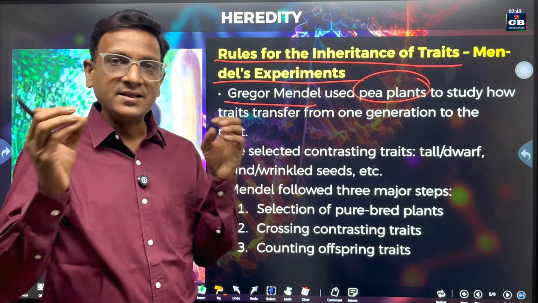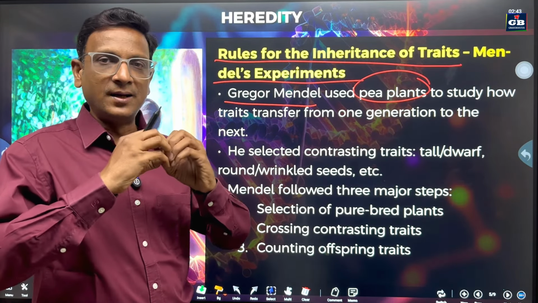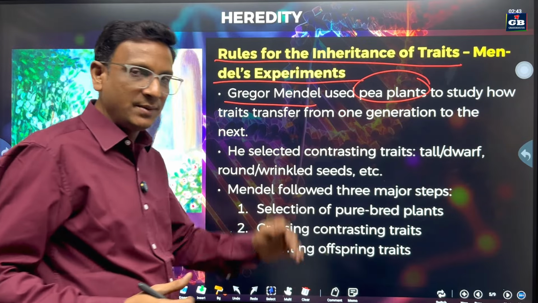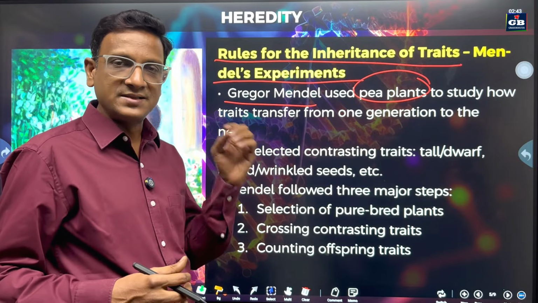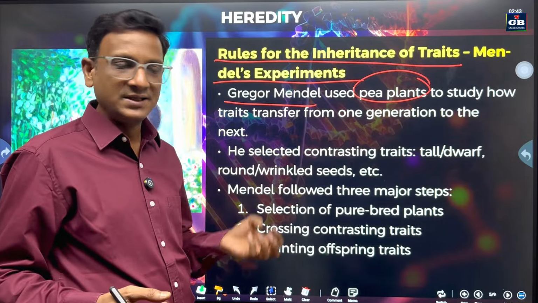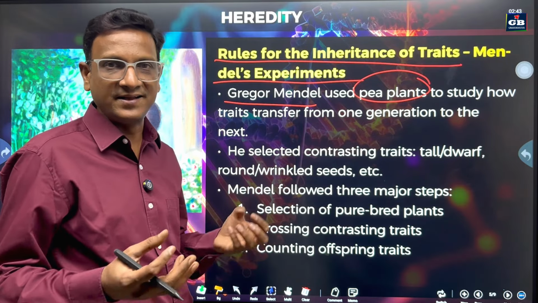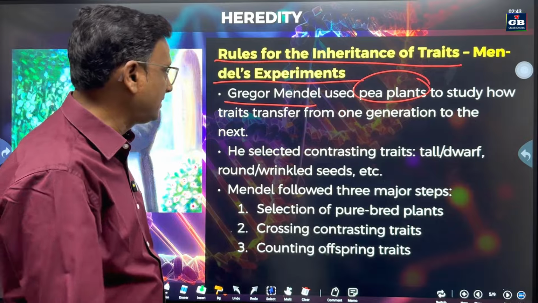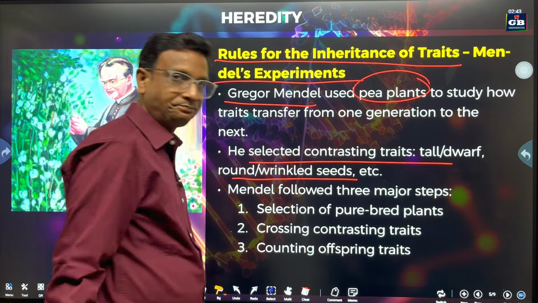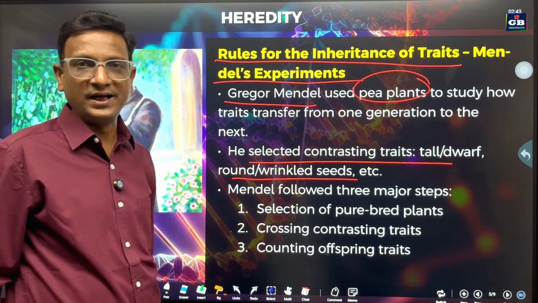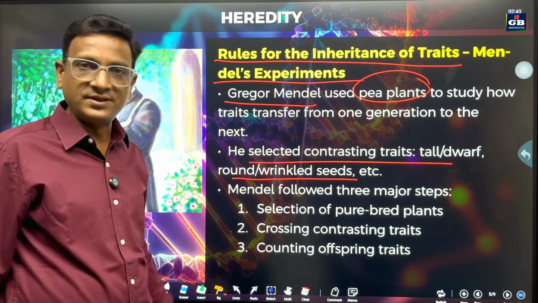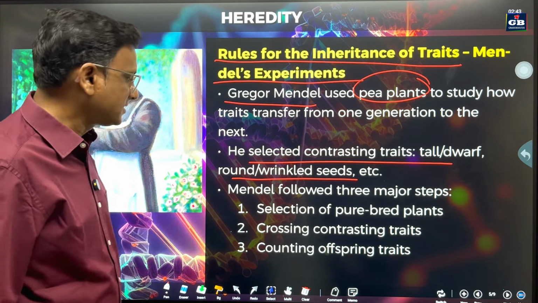Not only that, pea plants have so many variations, contrasting characters. Some pea plants are tall, some are dwarf. Some plants have yellow pods, some have green pods, some have yellow seeds, some have green seeds. Contrasting traits are there in pea plants. All pea plants are not alike. There are so many varieties easily available in the gardens. That is the reason he selected pea plants for his experiment.